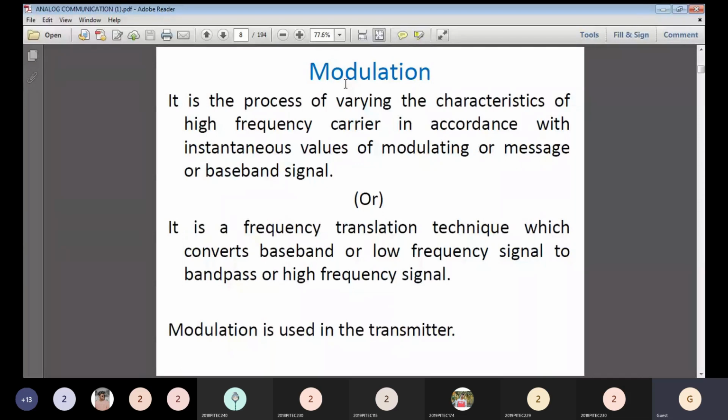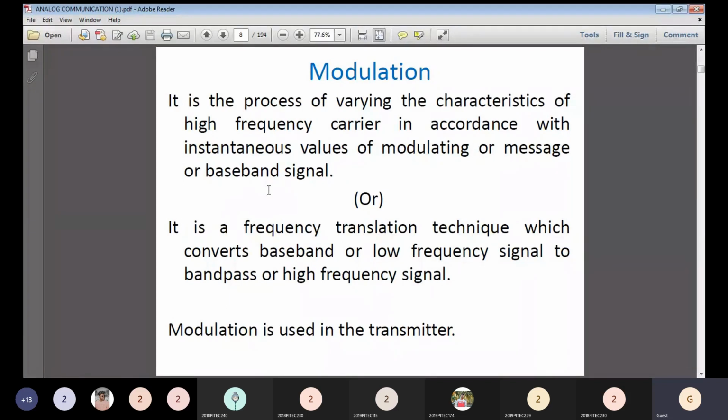See, the definition we already know very well. It is the process of varying the characteristics of a high frequency carrier in accordance with the instantaneous values of the modulating or message signal. The low frequency message signal is not able to travel a long distance, so we are using a high frequency carrier signal. The carrier signal is named carrier because it is used to carry the information from one point to another point.